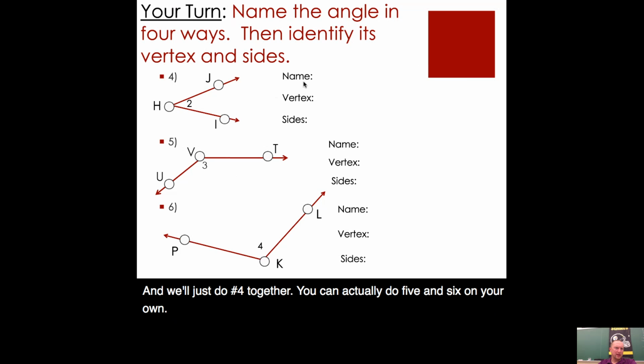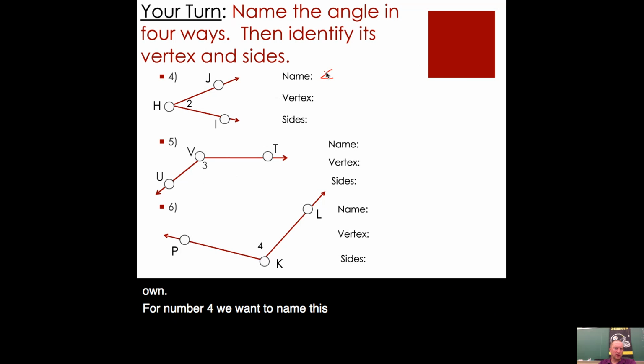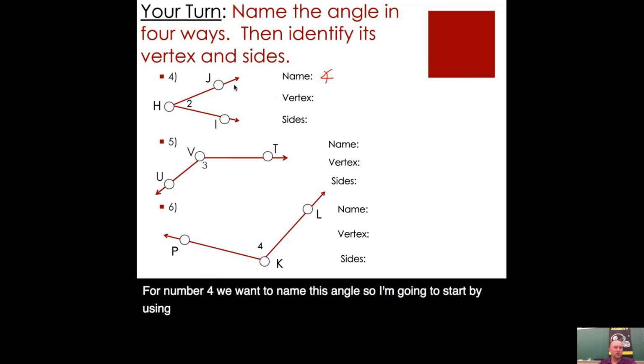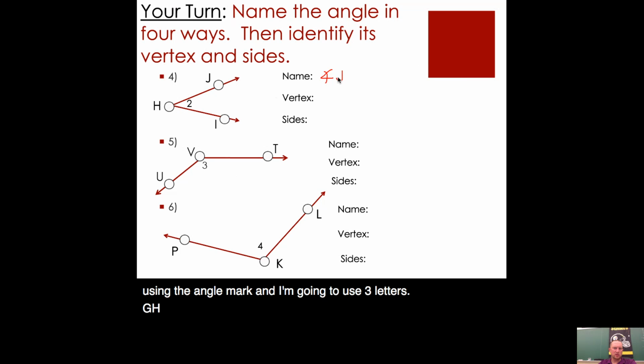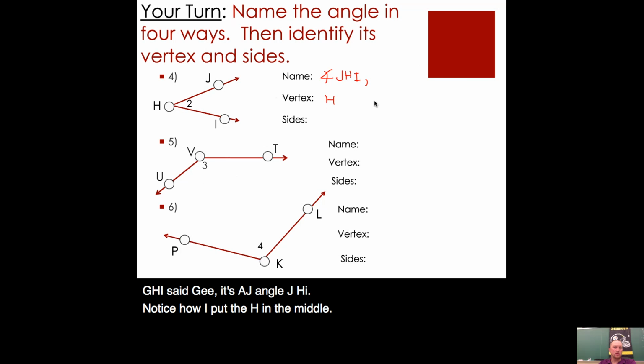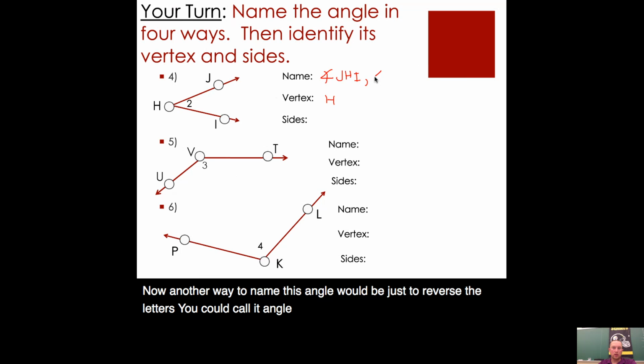For number 4, we want to name this angle. So I'm going to start by using the angle mark, and I'm going to use 3 letters. J, H, I. I said G, it's a J. Angle JHI. Notice how I put the H in the middle. That's because it's the vertex. Now, another way to name this angle would be just to reverse the letters. You could call it angle IHJ.